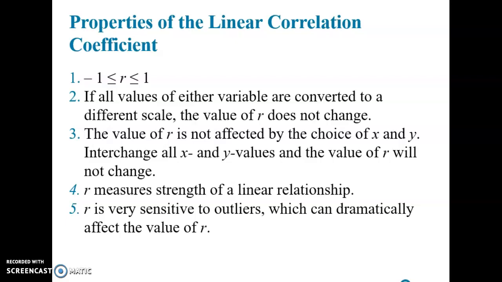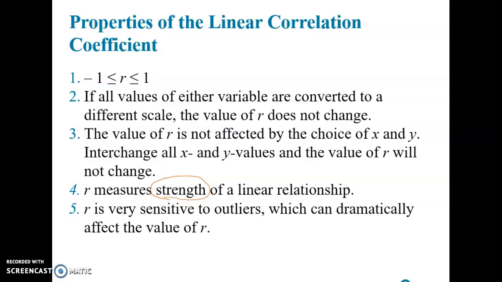So the value of R is not affected by the choice of X and Y. You could interchange your X and Y axis, and that relationship will be documented by R in the same way. R will stay the same. R measures the strength of your linear relationship. R is very sensitive to outliers, which can dramatically affect the value of R.